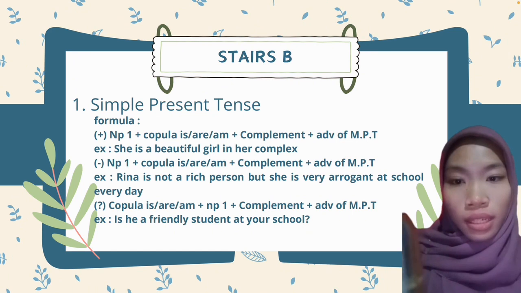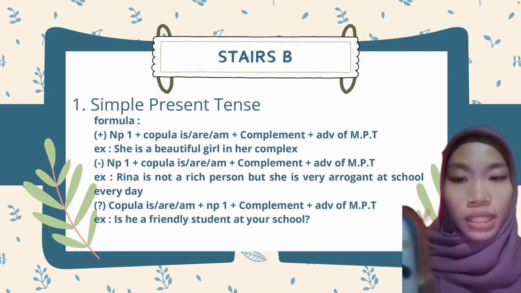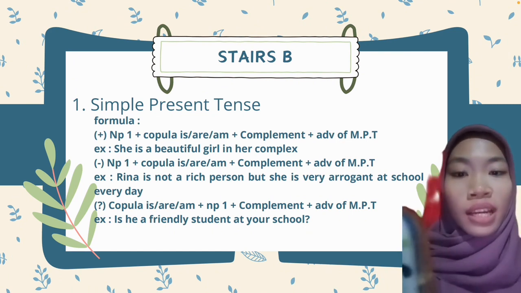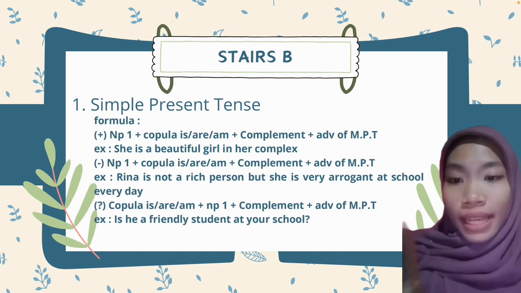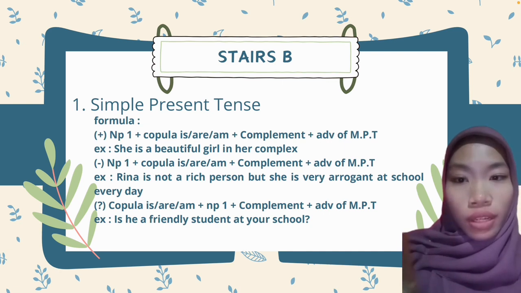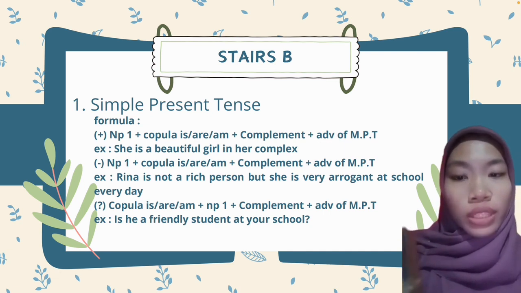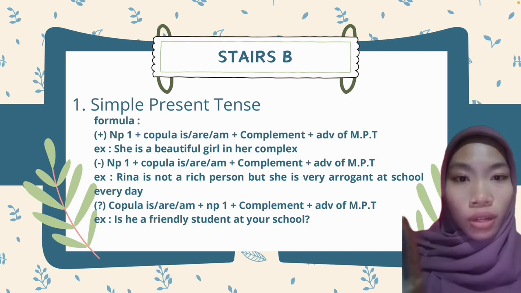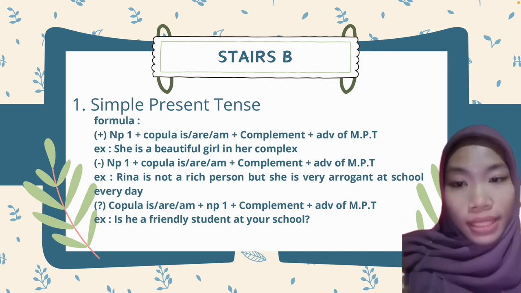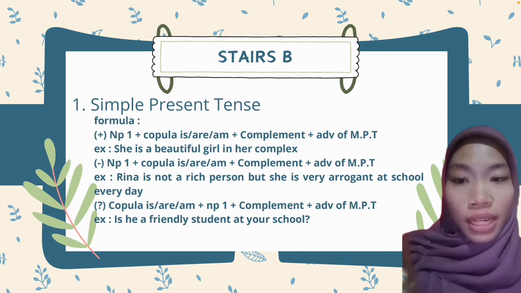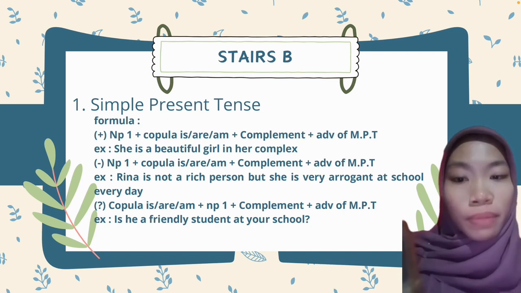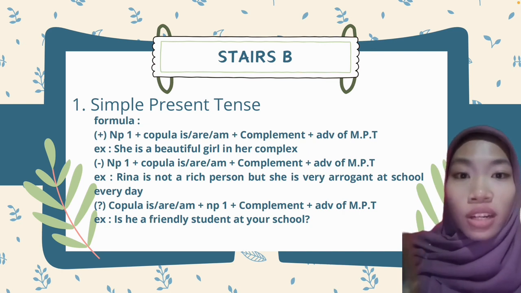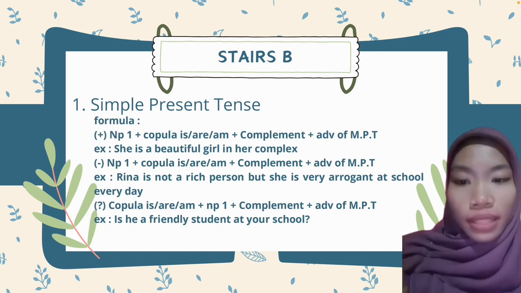Is copula. A beautiful girl is a complement, and in her complex is adverb of place. Second is negative. The negative keeps using the same stairs as before, namely noun phrase 1, copula, complement, adverb of manner, place, and time. The example is, Rina is not a rich person, but she is very arrogant at school every day.